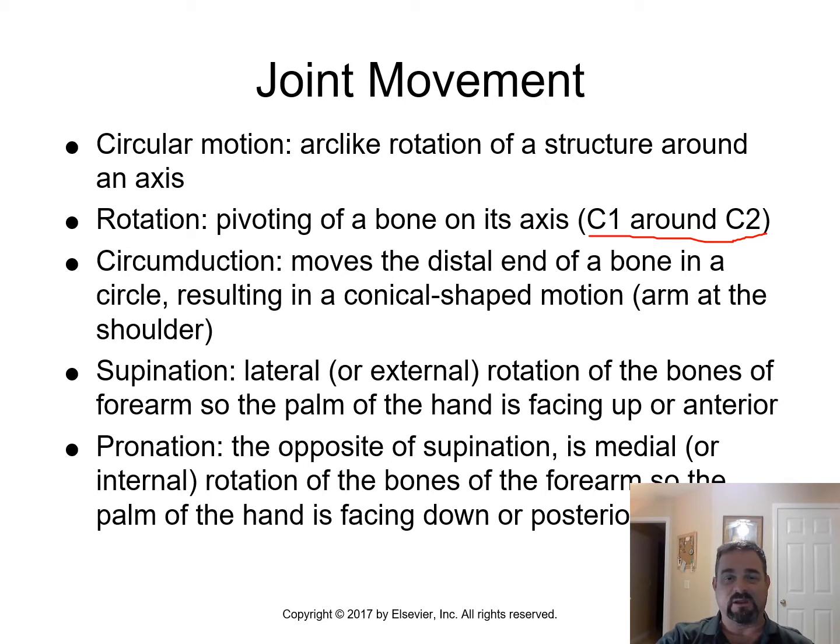Then you have supination, which is a lateral or external rotation. Lateral is towards the outside. It is rotation of the bones of the forearm so the palm of the hand is facing up or anterior. Pronation is the opposite of supination. It is a medial or internal movement. Medial, internal versus lateral, external. So it's a medial or internal rotation of the bones of the forearm so that the palm of the hand is facing down or posterior.